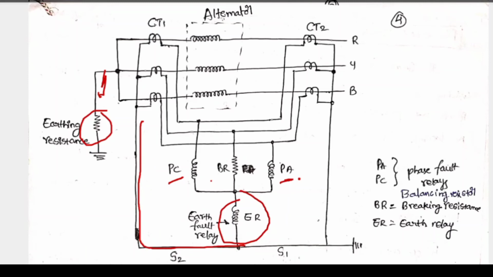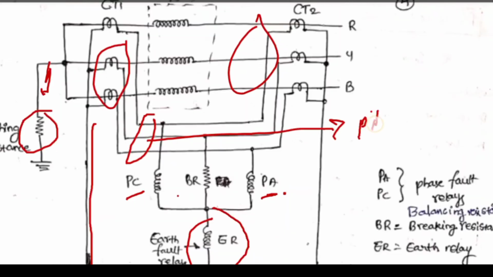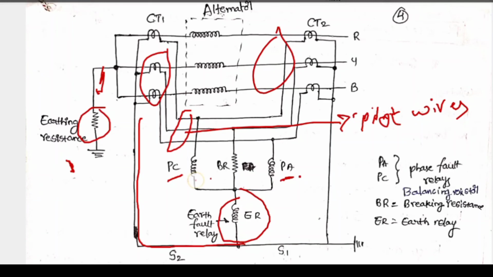What is the operation under normal operating conditions, under healthy conditions? The currents at the two ends of each stator winding will be equal, here and here. Therefore, there is a balanced circulating current in the phase pilot wires. These are the pilot wires. No current flows through the operating coils of the relay. These are the phase relays, the balancing resistor and the earth fault relay. Consequently, the relay remains inoperative, in the sense that the circuit breaker will not trip.